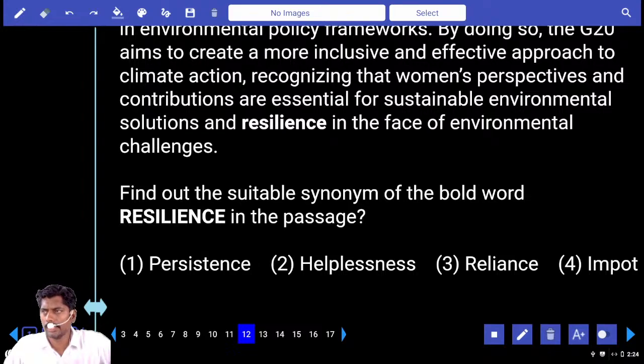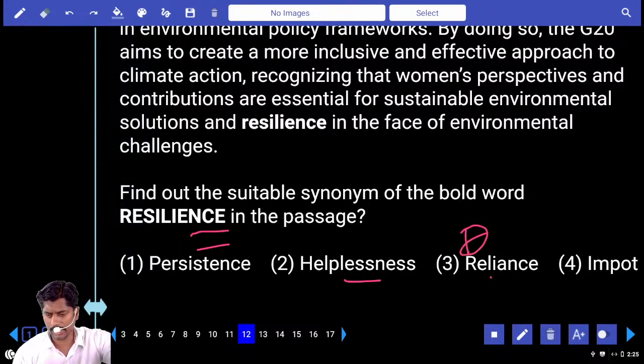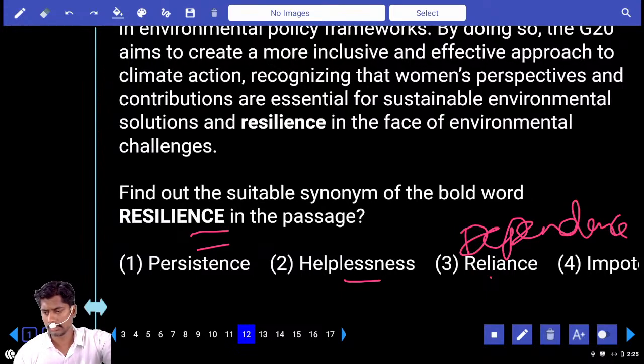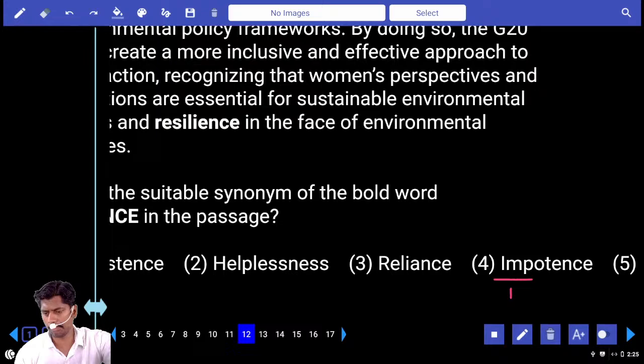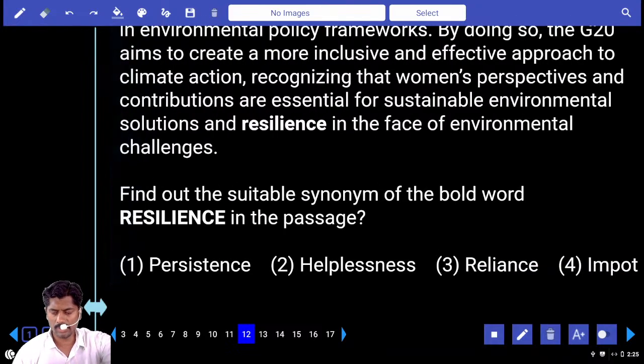Resilience means strong determination, strong commitment. Means you fail 10 times, again you are ready for the 11th time without getting discouraged. A person who is ready to try again after falling 10 times has resilience. Persistence has the same meaning. Helpless is negative. Reliance means dependence. Importance is negative. Potent means power. Dependence and reliance are the same. Therefore, answer is 1, persistence.